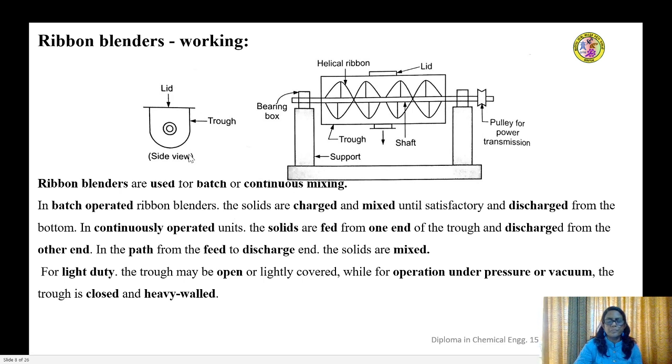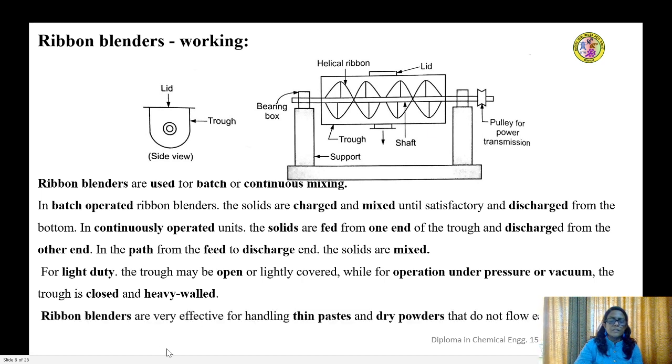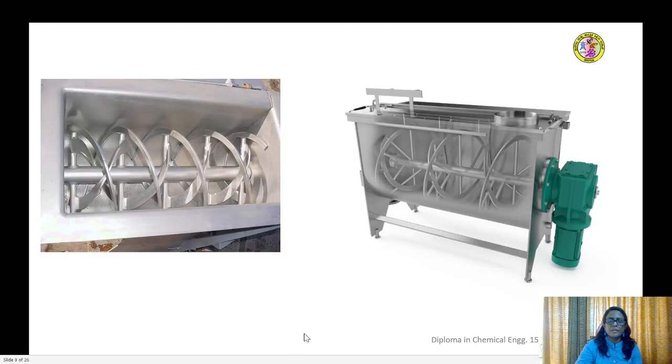But if it is a heavier duty, that is if the mixing is being carried out under a certain higher pressure or a vacuum pressure, then you need to have a closed trough for the operation. In that case, the wall of the trough will be heavy, that is strongly constructed. So ribbon blenders are very effective for handling pastes and powdery material. Just like a screw conveyor, it can handle thin paste and dry powders that have difficulty in their flowability. So that's all about the ribbon blender.